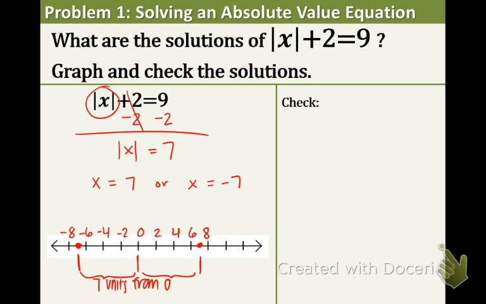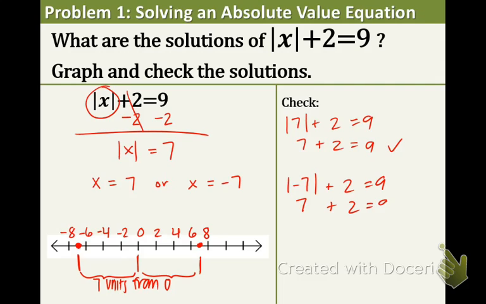And now I'd like to show you the checking process on the right side. It's a very nice, simple process. You've done this before. Plug the answer in for the original. So absolute value of 7 plus 2 equals 9. Absolute value of 7 is 7. 7 plus 2 equals 9. Yes, that works. Now let's plug in negative 7. Positive 7 plus 2 equals 9. Yes. So it worked out. We're done.